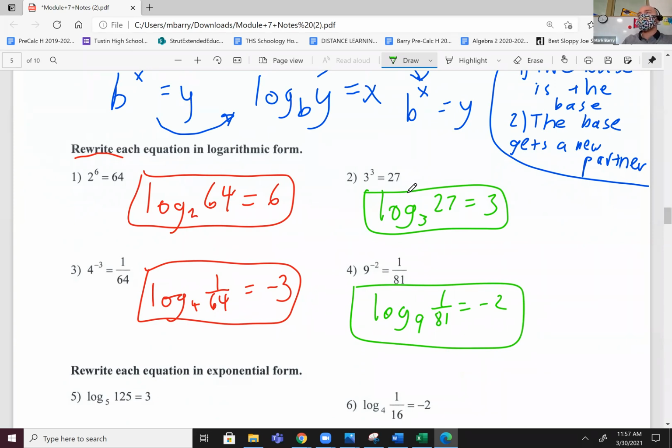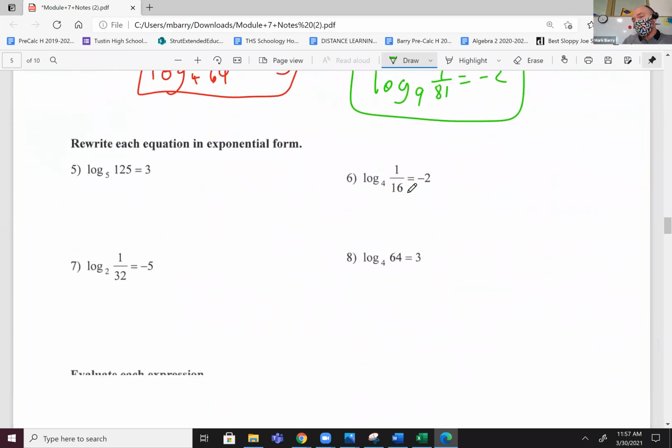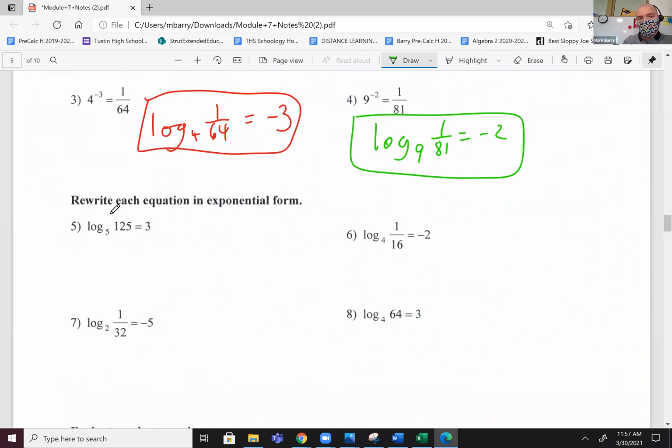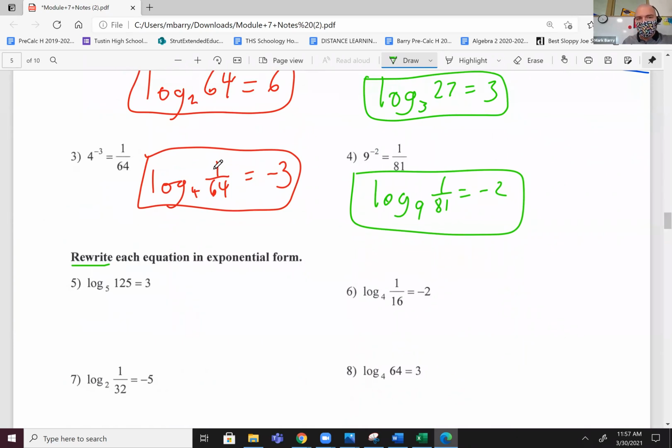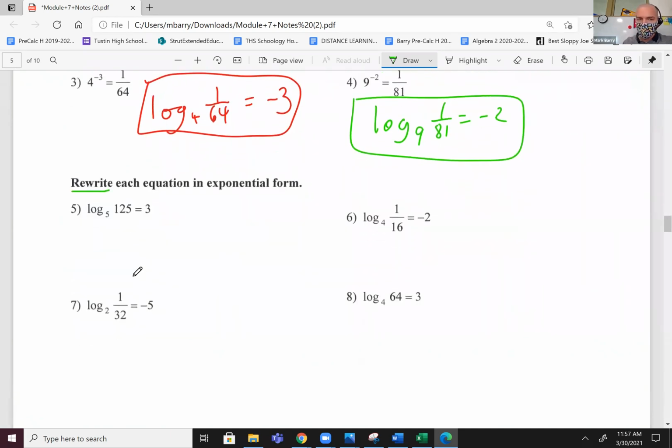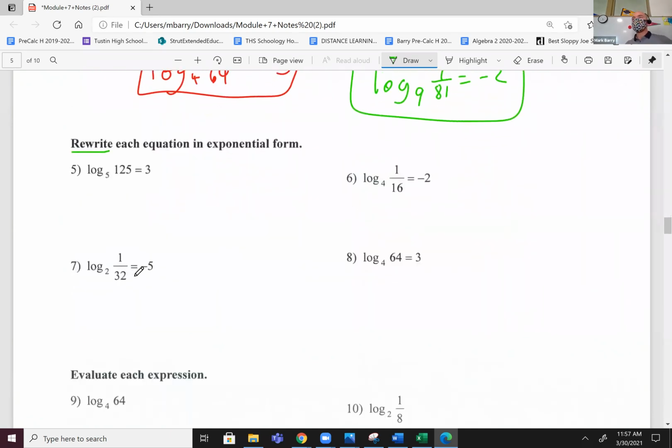Okay, so now let's move on. Now we're gonna do the same thing, but kind of the other direction. So now the questions are coming in log form, and we're going to switch them to exponential form. So we're still just rewriting. It's just that the answers from our last set look like the questions here, and the questions from our last set are going to look like our answers here. That's just the other way around with it. But we can use our same trick, okay? So the base is the base, and it gets a new partner, right?